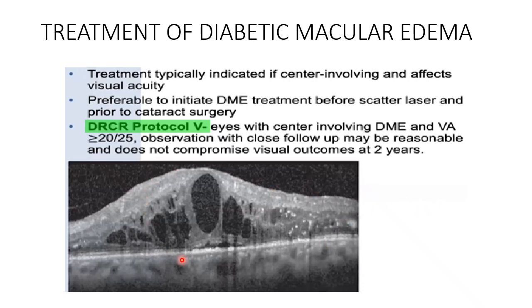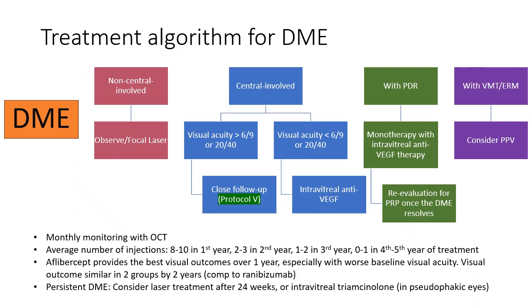Okay, so this is just a picture showing the classical CME, or cystoid macular edema, pattern of edema, with some spongiform edema on the side.